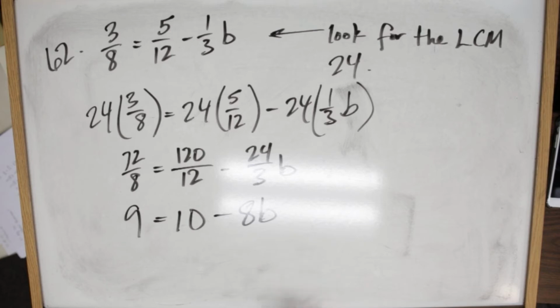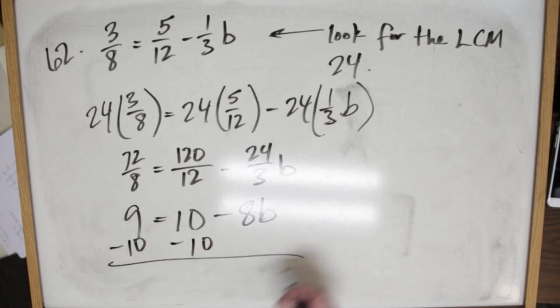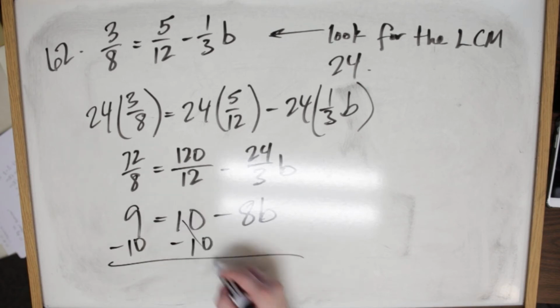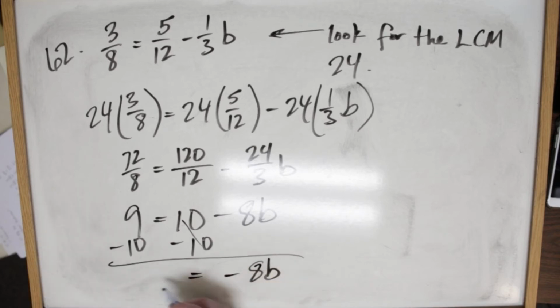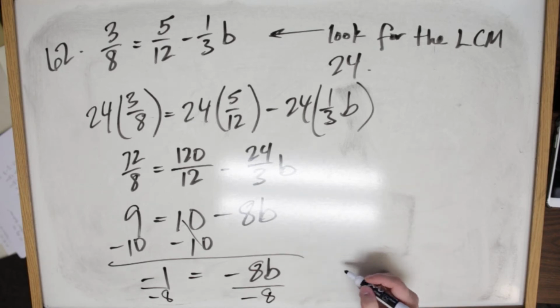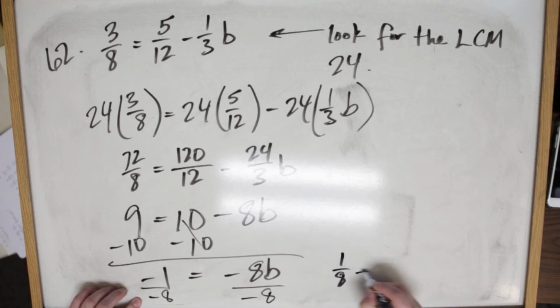I'll show you how to do another one, but let's just go ahead and work through this one, just like we did before. So we're going to subtract 10 from both sides. Okay, these are going to cancel, and I'm left with minus 8b equals 9 minus 10, which is minus 1. And then we need to divide by minus 8 on both sides. So then we're left with minus 1 divided by minus 8 is equal to 1 over 8. And that is equal to b, because the minus 8's cancel. So this is our final answer.